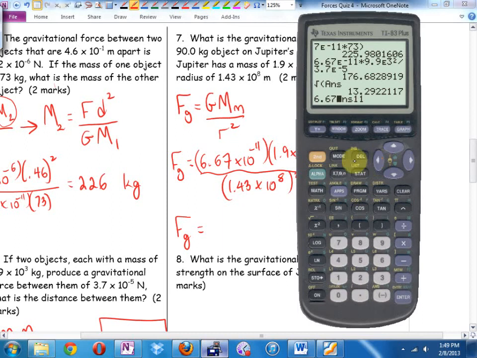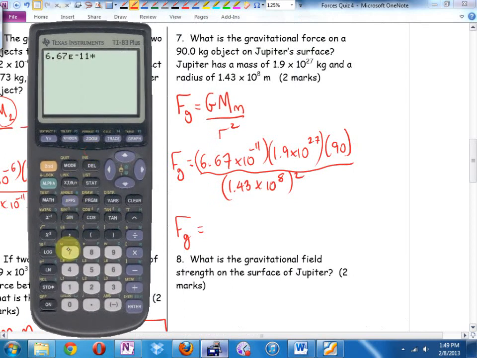Come on. Okay, that didn't work. Let's try this again. 6.67 times 10 to the negative 11 times 1.9 times 10 to the 27th times 90 divided by 1.43 times 10 to the 8th squared. Do you get 558? Yeah? I'm pretty sure it's 58. Isn't it 56? Okay, have I got a typo here?